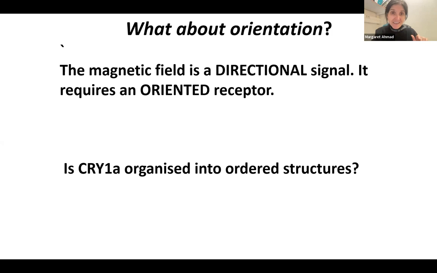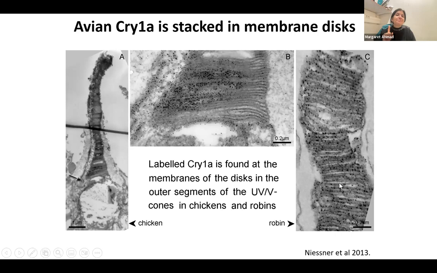So the next question is orientation. Now here is a real problem. Next slide. If you remember, right at the beginning, I told you the magnetic field is unique in that it has a directional component. If you're parallel, you will feel it, but if you're not, you will not. And the only way that you can perceive a directional signal is if your receptor is also oriented. This was a stumbling block for more than 30 years for the Wilczkos.